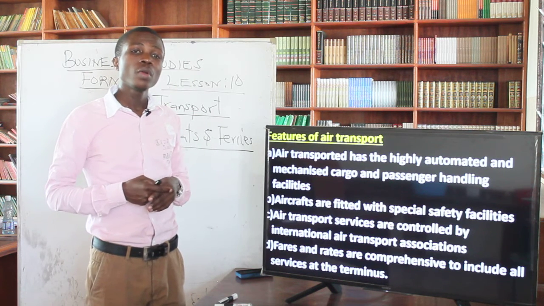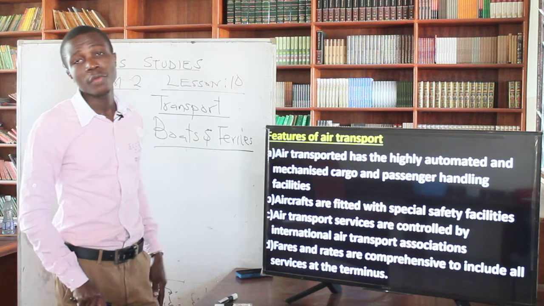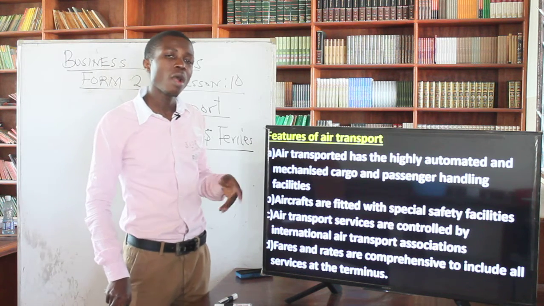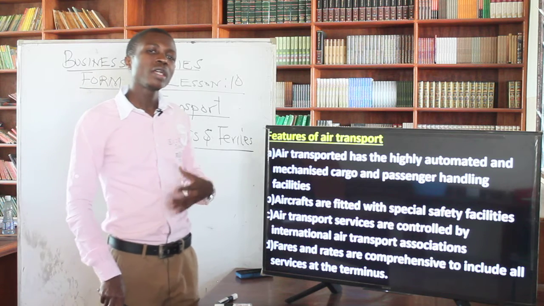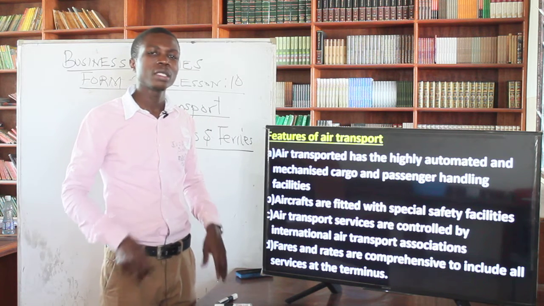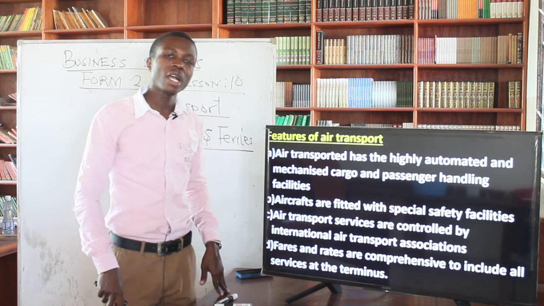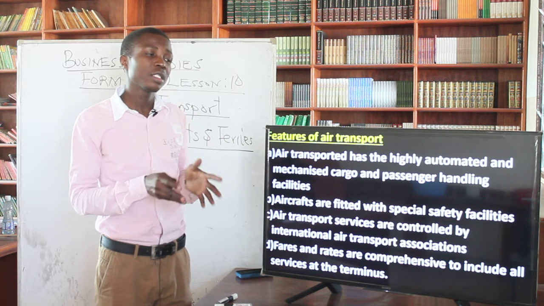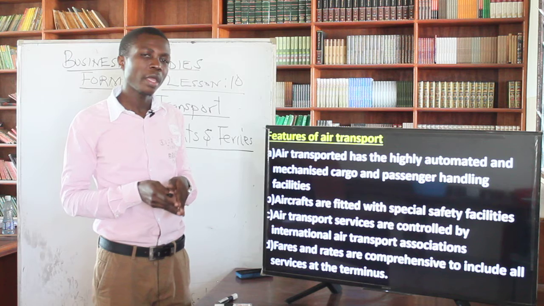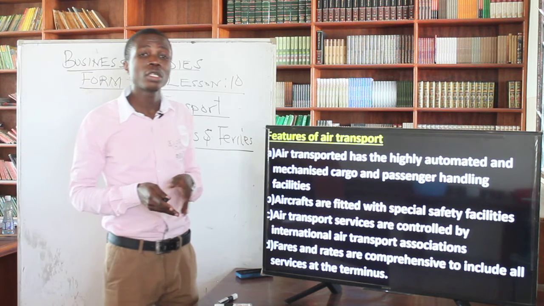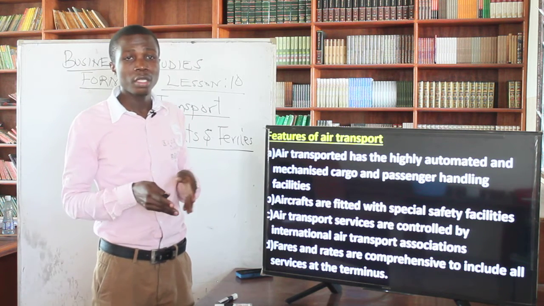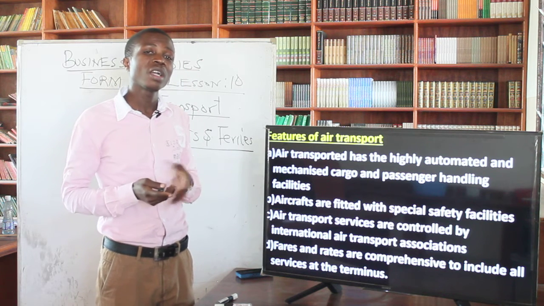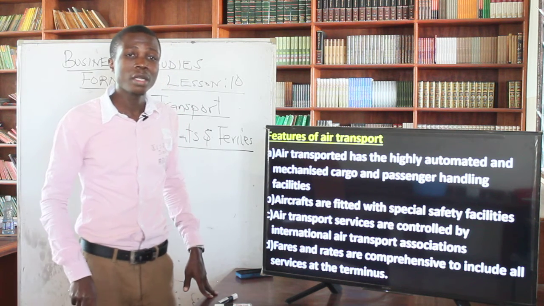Then let's look at the features of air transport. Features here means the characteristics of air transport. How is it associated with our day-to-day operation? Air transport has highly automated machines for cargo and passenger handling facilities. This is what is there when you talk about air, especially if you go to the airport or the terminal. You see cargo machines, machines dealing with putting cargo in and out, and also passenger handling facilities.